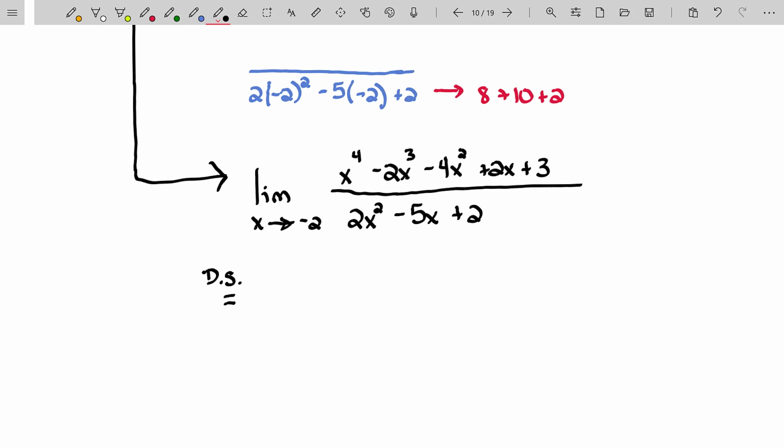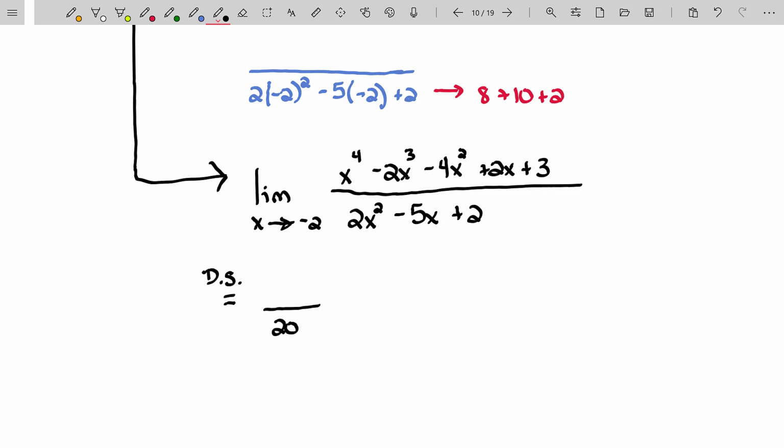And I'm using direct substitution because, well, the denominator does not turn into 0. This allows me to just plug in -2. So as x is approaching -2, that denominator will approach something non-zero. Via direct substitution, we already actually computed the denominator. It's 8 plus 10 plus 2, which is 20.